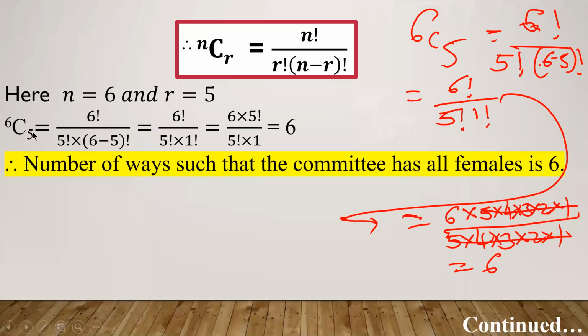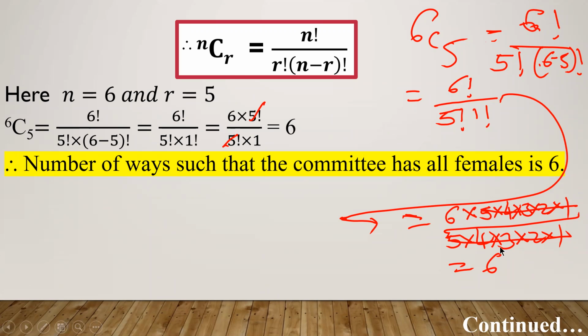So I have solved here also 6C5, that is 6 factorial upon 5 factorial into 6 minus 5, that is 1 factorial. 6 factorial, I can write as 6 into 5 into 4 into 3 into 2 into 1, that is 6 into 5 factorial. And in the denominator also there is 5 factorial. So this and this will get cancelled and you are left with 6. So the number of ways such that the committee has all females is 6. So 6 different committees you can form with all 5 members as female.